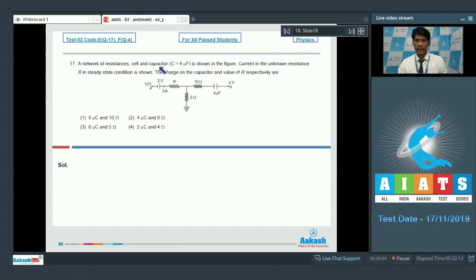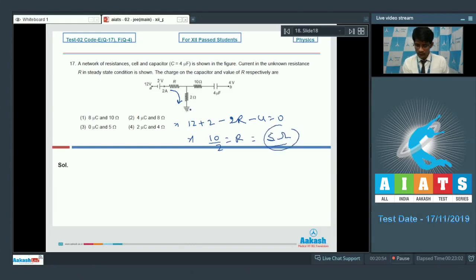A network of resistances, cell and capacitor of C equal to 4 microfarad is shown in the figure. Current in the unknown resistance R in steady state condition is shown. The charge on the capacitor and value of R respectively are. This being 12 volt, this is 0, this is 2, and this is 4 volt. Simply in steady state, this is the way the current will be flowing. I am starting from this point, 12 plus 2, minus, let the current be I, given as 2 ampere, it is 2R, and minus 4 is equal to 0. So 10 divided by 2 is equal to R, that's coming out to 5 ohm.